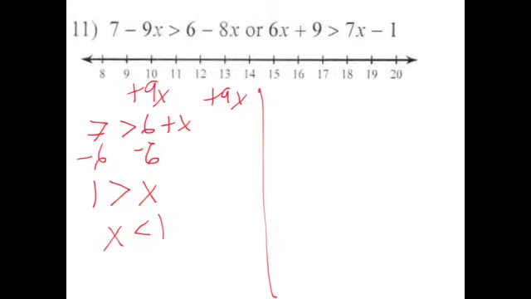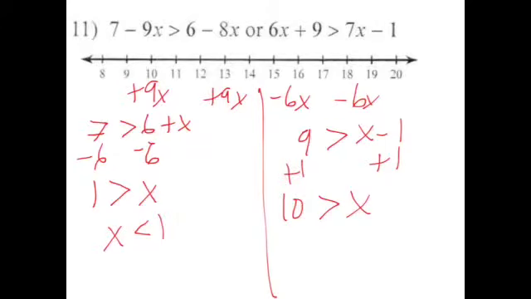I'm going to solve this right one now. Let's subtract 6x from both sides to get 9 greater than x minus 1, and add 1 to both sides to get 10 greater than x, or in other words, x is less than 10. So now we can graph both of these, x being less than 1. Let's go to, where'd my 1 go? There apparently is no 1 on this graph here.